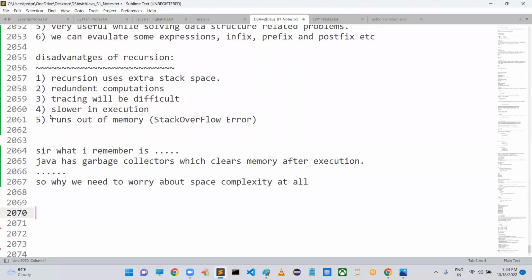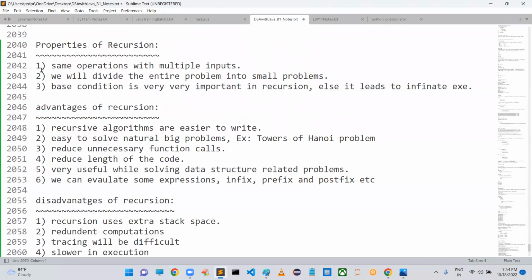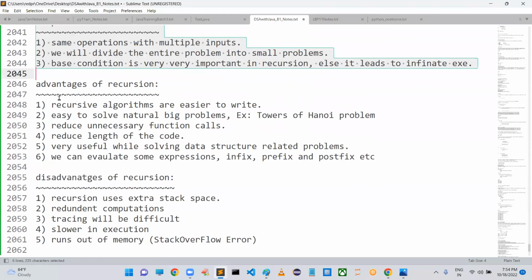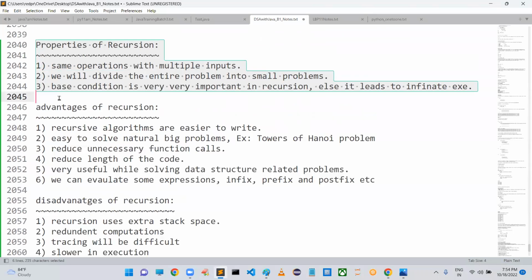Sir, for every recursion problem, I'm going to take these 3 steps. I will take multiple codes. Don't worry. Minimum 10 to 15 programs I'm going to cover on recursion. Then you will get clarity. Clear?